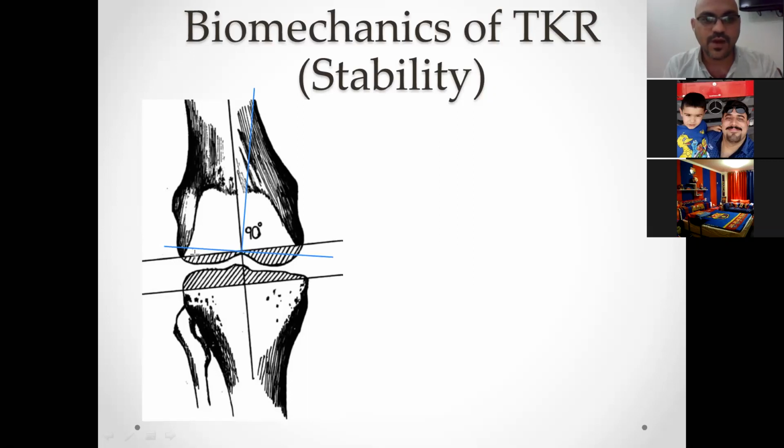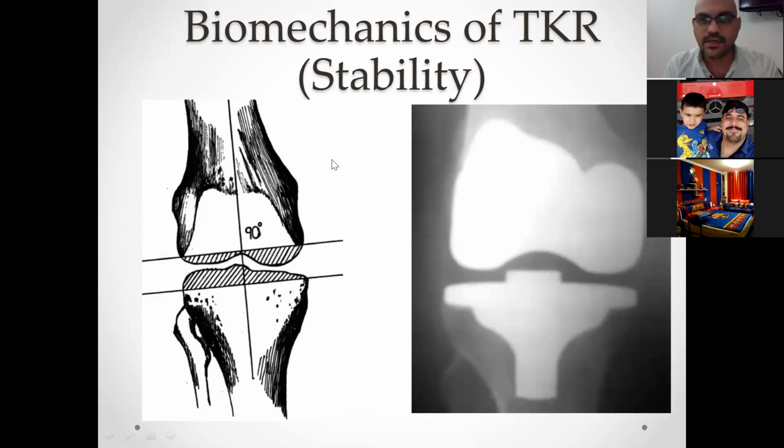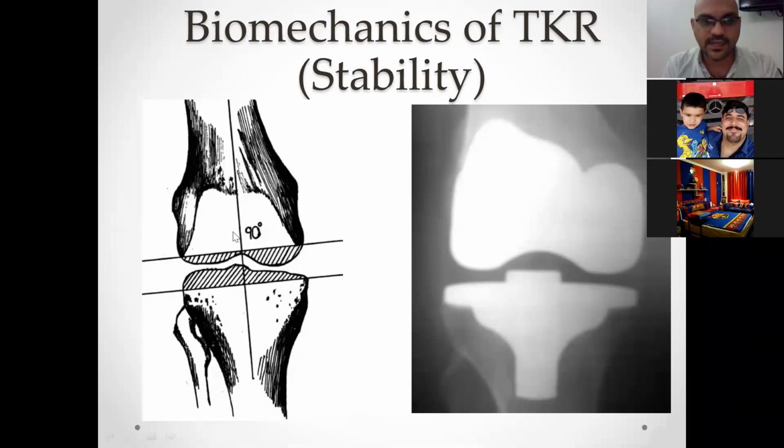This is the tool. When you have cut the distal femur not perpendicular to the mechanical axis, you may have a non-rectangular shape of the knee. So stability now. As you can see here, this is a total knee arthroplasty after cutting and implantation, and you can see that the axes of both the femur and tibia are in the same mechanical axis, not anatomical.